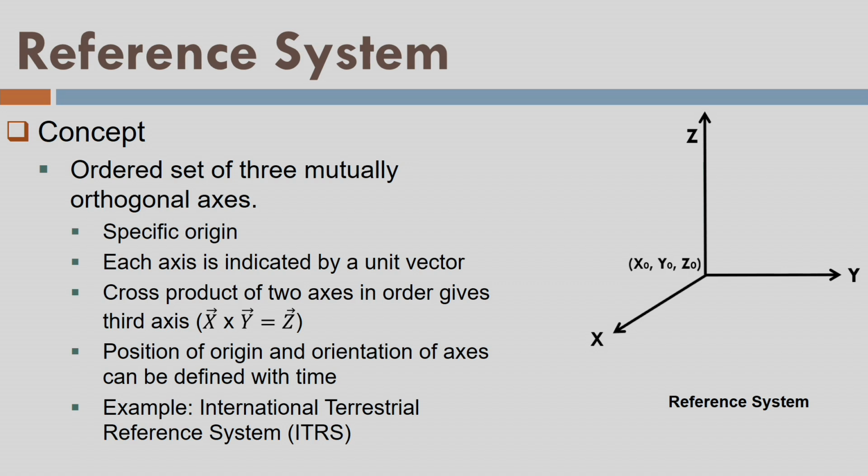So if I take the cross product of two axes, I should get the third one, which means x cross y equals z, z cross x equals y, and y cross z equals x. You can just draw a cyclic order on a circle x, y, z, and you can do it. If this property is fulfilled, I call them three mutually orthogonal axes. So the position of the origin and the orientation of the axes can be defined with time.